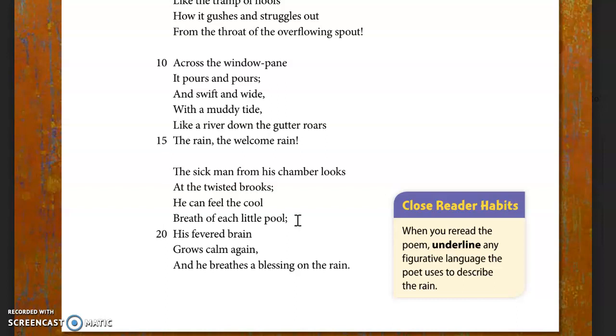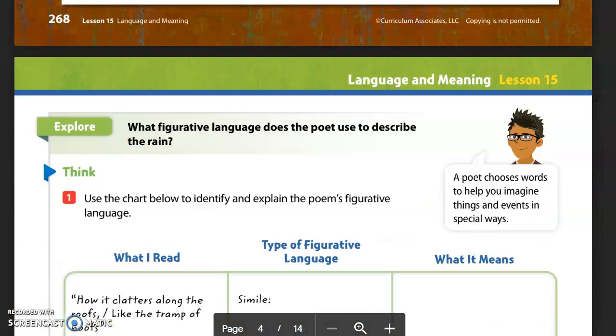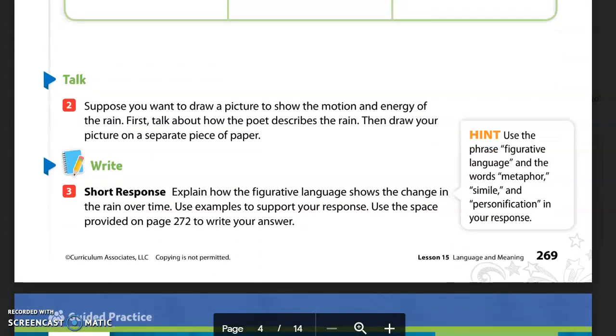All right. So if you said personification, you would be correct because, in reality, rain can't breathe. But here it's saying that he can feel the breath of it. It's just making it seem almost more human. Okay? So just looking at that, it says, suppose you want to draw a picture to show the motion and energy of the rain. What might you draw there if you were going to do that?